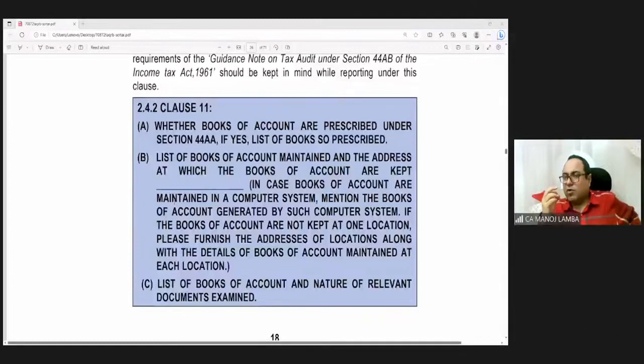asks about the list of books of account maintained and the address at which books of account are kept. In case books of account are maintained in a computer system, mention the books of account generated by such computer system. If the books of account are not kept at one location, please furnish the address of each location along with the detail of books of account maintained at each location. And then the list of books of account and nature of relevant document examined. This is the relevant clause number 11 of Form number 3CD.